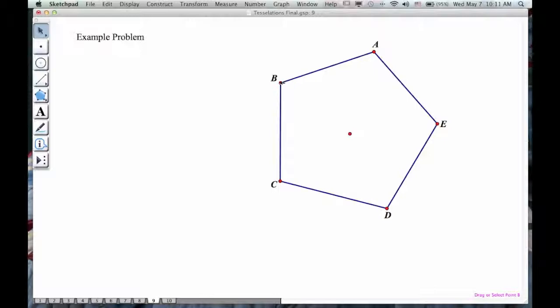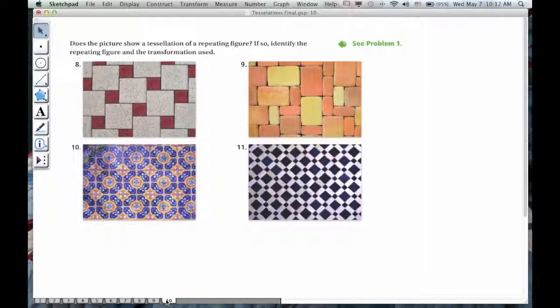Okay, so an example problem right here is a figure with 5 sides. Quickly, if you would, take out a piece of paper and try to do the formula we just did. If you have to rewind the video, that's okay.